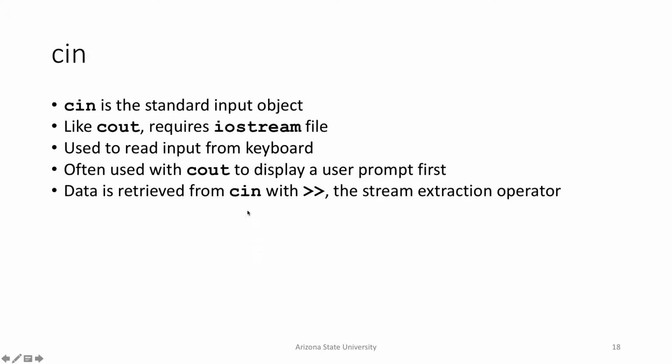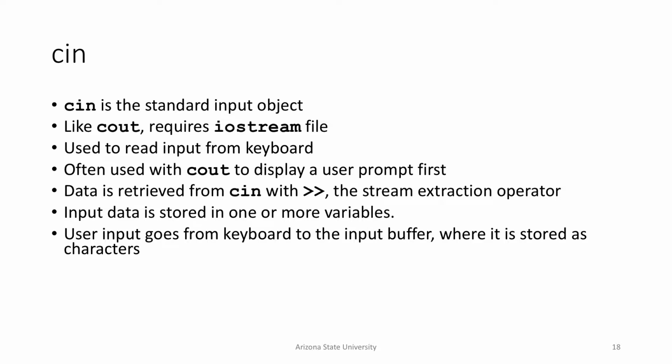So with cin, you retrieve the data with this operator, which is backwards of the cout one, where you have 2 greater than symbols. Here we have 2 less than symbols, which we haven't really gotten to all the operators yet, but it's called the stream extraction operator. But you don't need to know that yet. Remember, we could cin multiple times or cout multiple times just by repeating the particular operator multiple times.